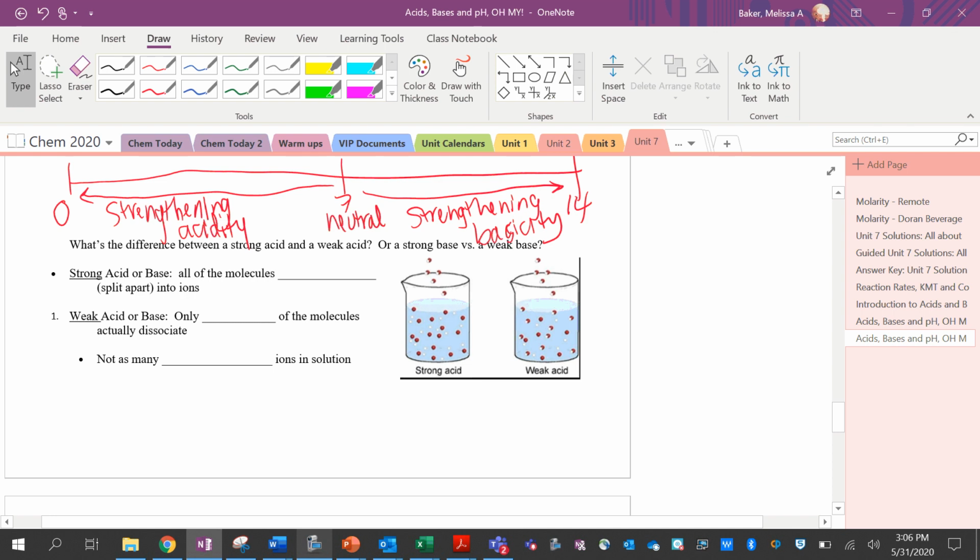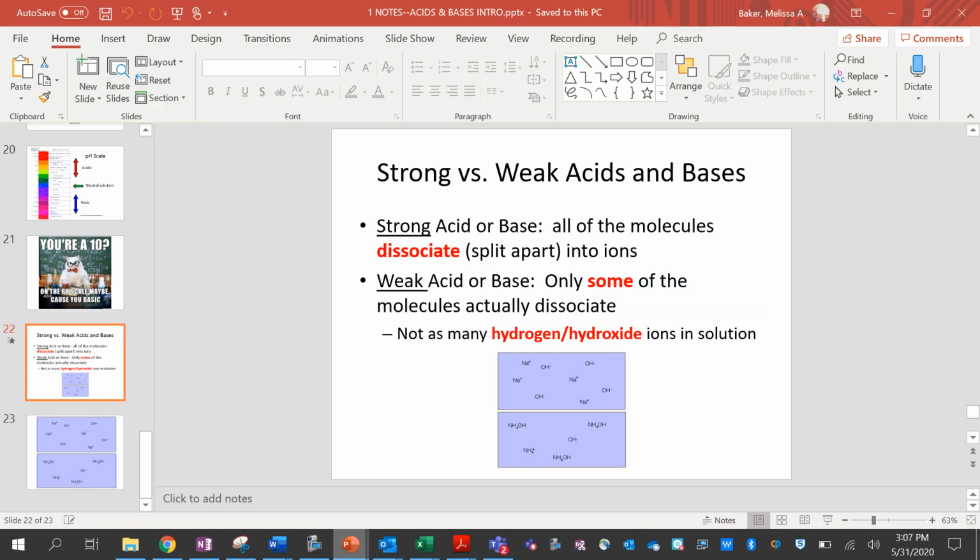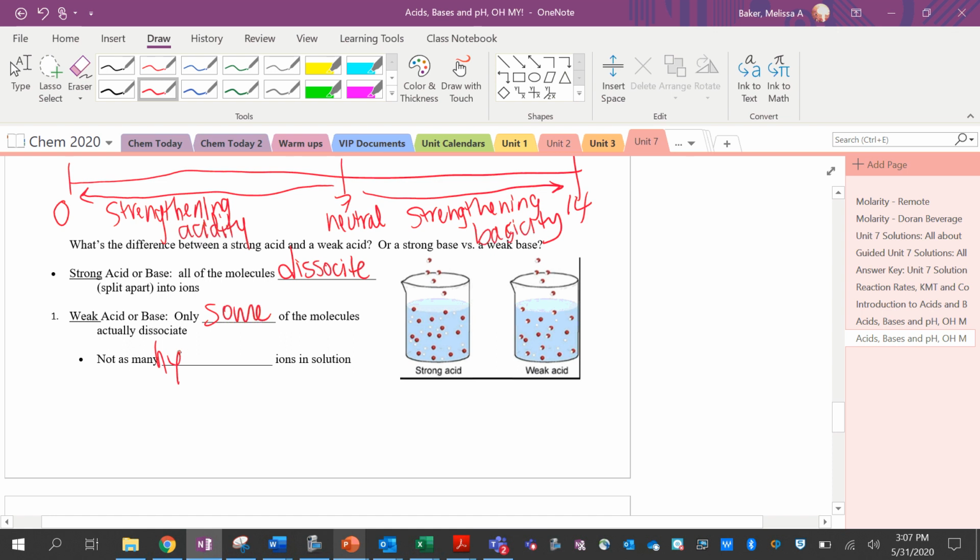And last but not least, let's touch on acids and bases, or the strength. So if you've got a strong acid or base, all of the molecules dissociate into ions when you put it into water. But for a weak acid or base, only some of the molecules actually dissociate. So there's not as many ions in solution. There's not as many hydrogen or hydroxide ions in solution.